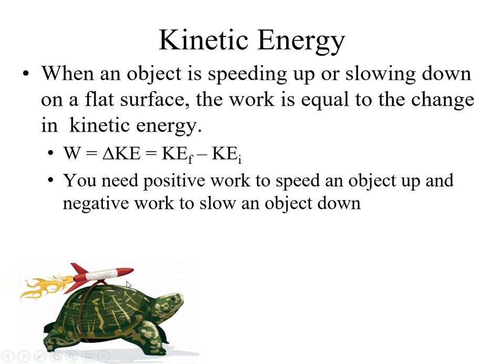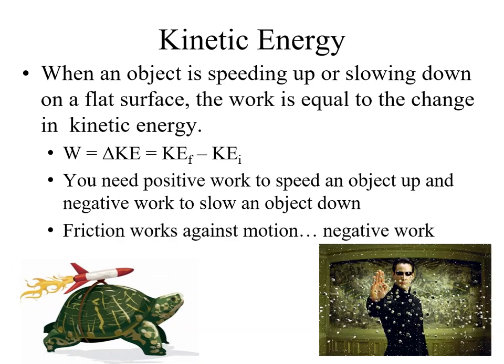Be careful, that's going to be going crazy fast, right? And then for slowing objects down, of course, it's the Matrix, you slowing down the bullets because he doesn't need to dodge bullets, right? He won't have to. So in this case, friction is something that is always working against motion. That is a very, very common cause for negative work.